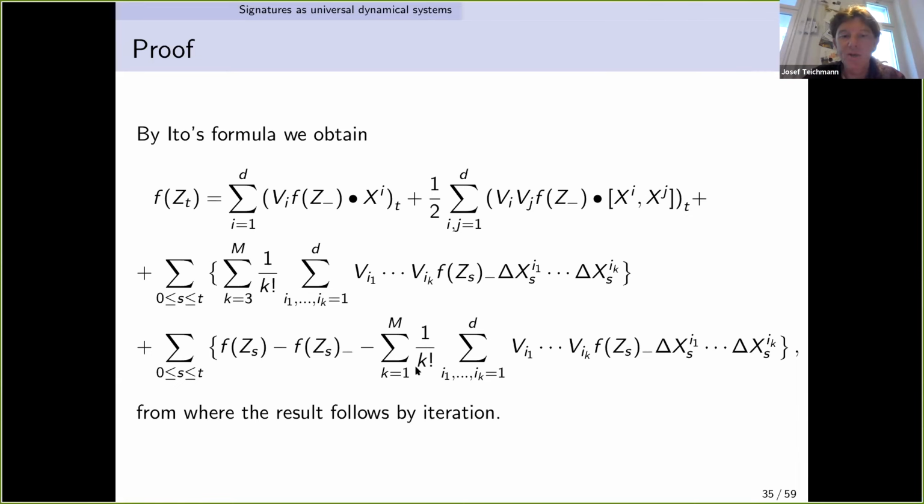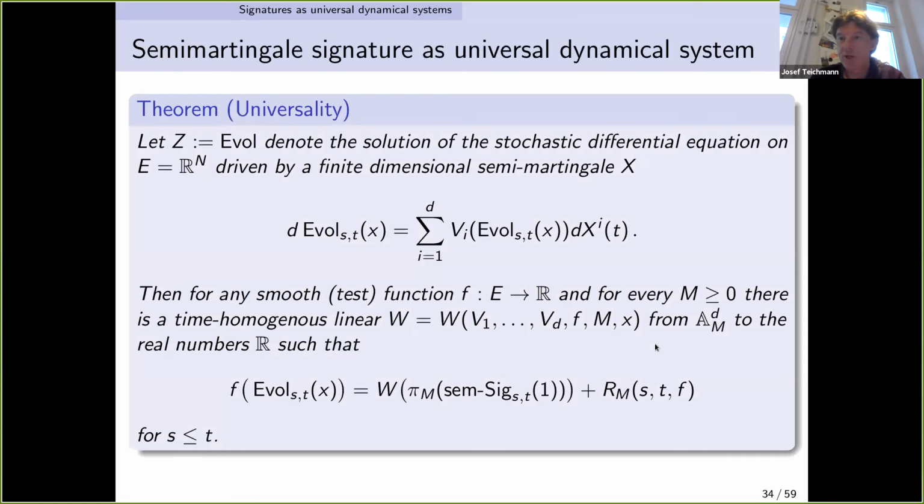And then you see immediately how the proof works. So this comes from the semi-martingale signature. Therefore, by iterating the formula as we had it before, you get iterated integrals of the semi-martingale signature. So these are components of the semi-martingale signature. And here you get a term which is of order n+1 if you are collecting everything correctly. So that's actually this formula here.